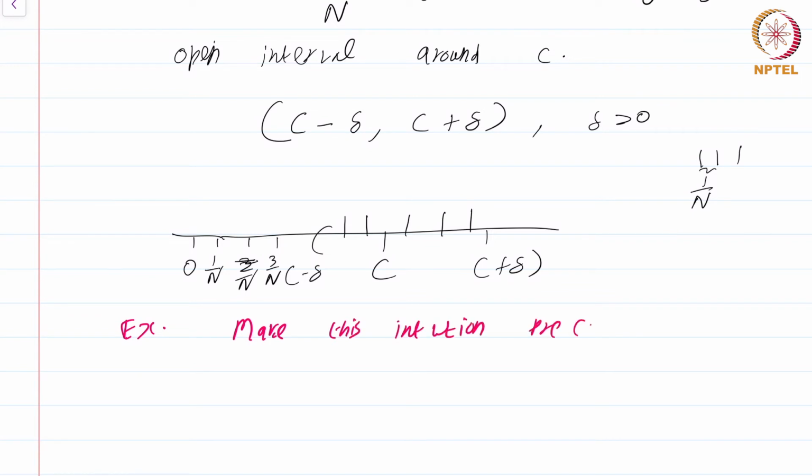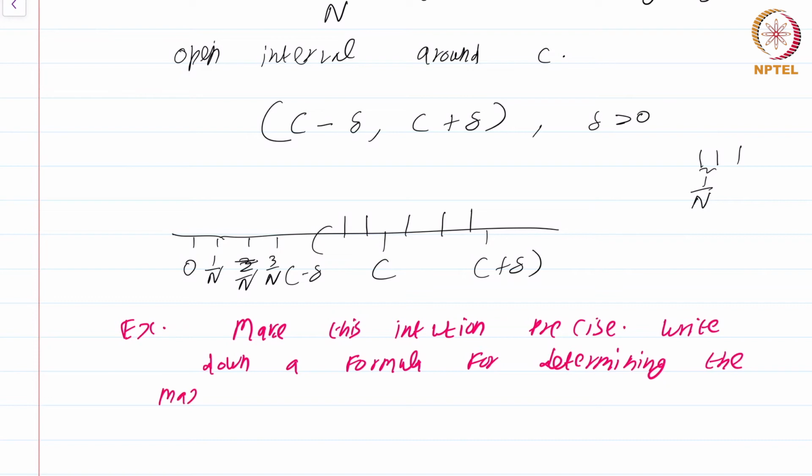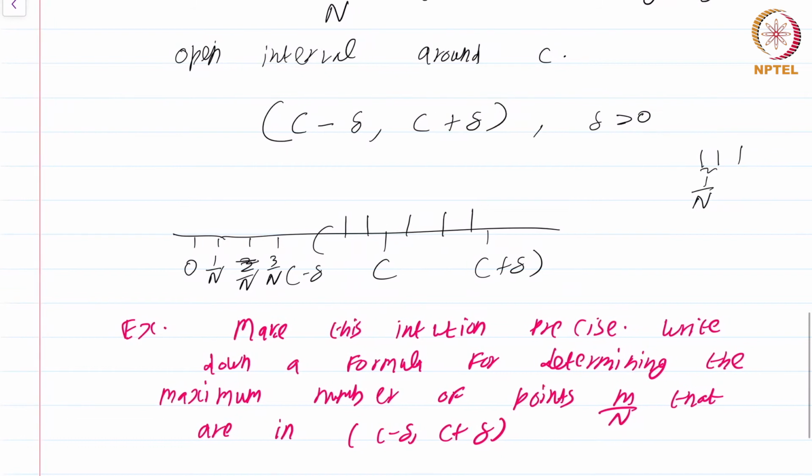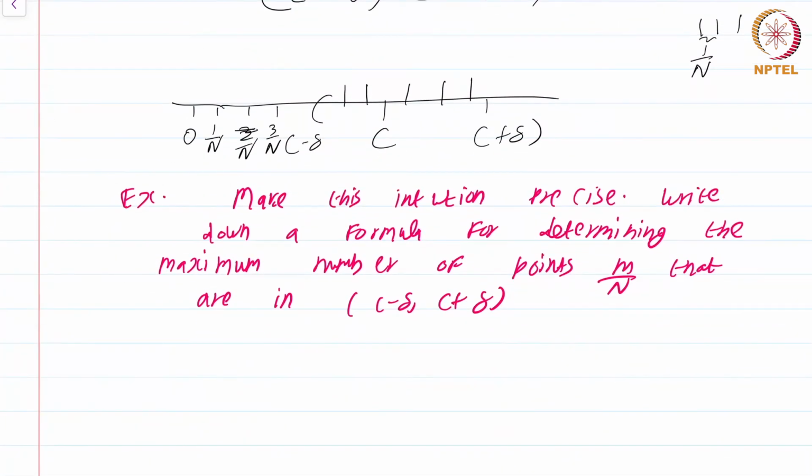In fact, a better exercise is to write down a formula for determining the maximum number of points m by n that are in C minus delta, C plus delta. In fact, you can write a formula that tells you the maximum number of numbers of the form m by capital N that are in C minus delta, C plus delta.